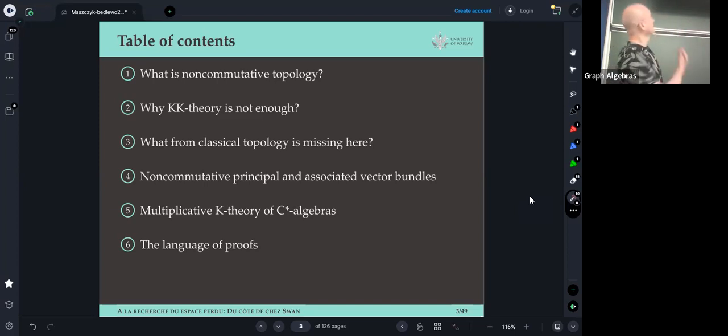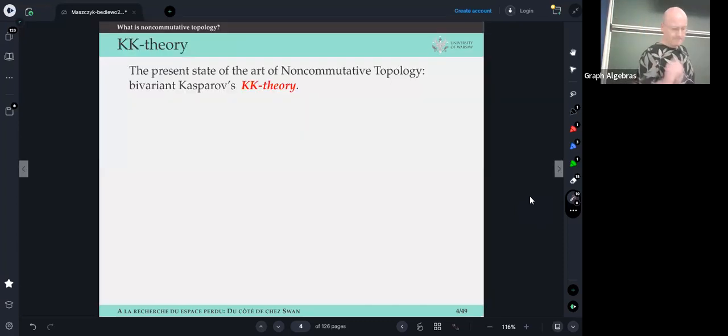It is not an expansion into the void, because this abstract point of view simplifies all details of all computations, all considerations, very much. Okay. So, what is non-commutative topology? Nowadays, it is simply KK theory.